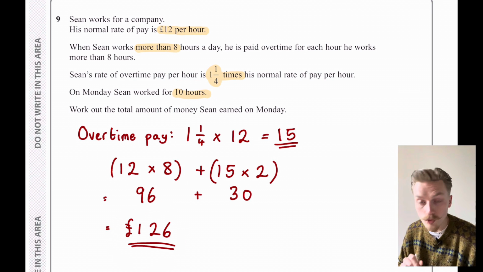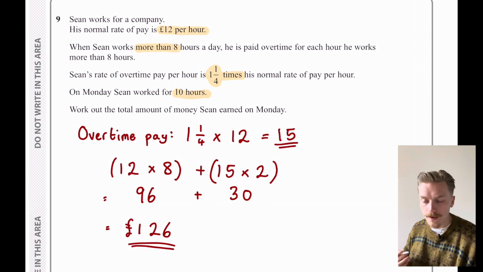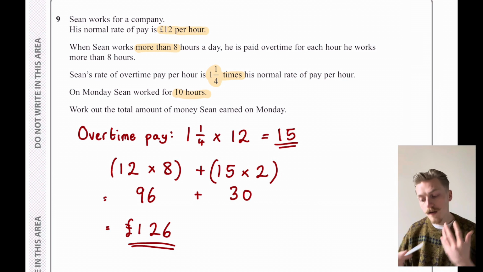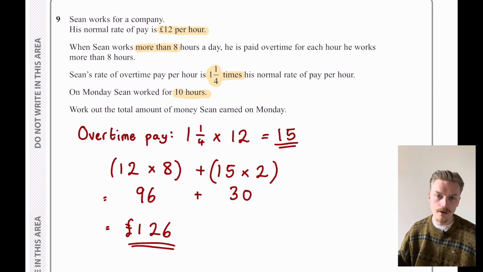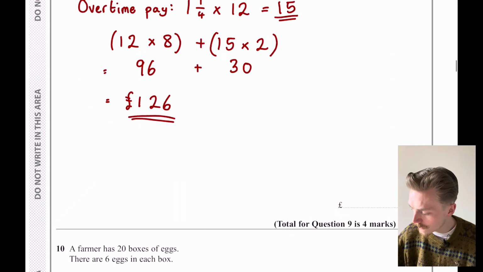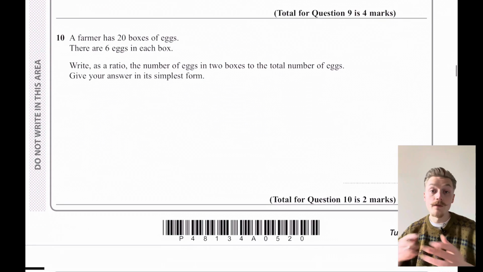So it's £126. And you see how much it helps to break down the question, to really see each bit of information, see what you can do with it. And it helps you stop getting overwhelmed, because a lot of people look at a question with lots of information and get easily overwhelmed. So that's going to be £126 for Sean. Lovely, let's move on to question 10.